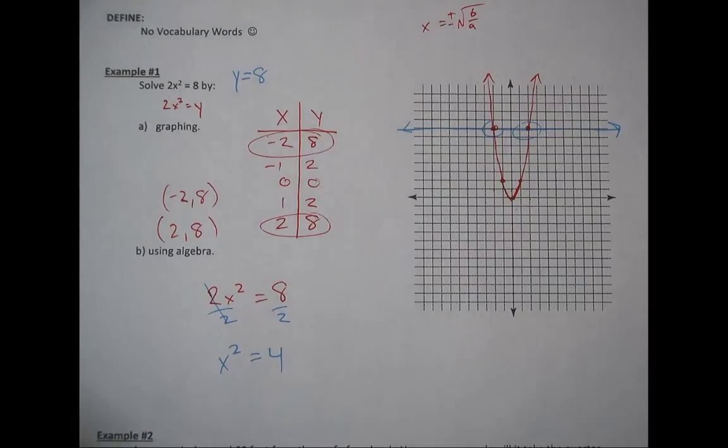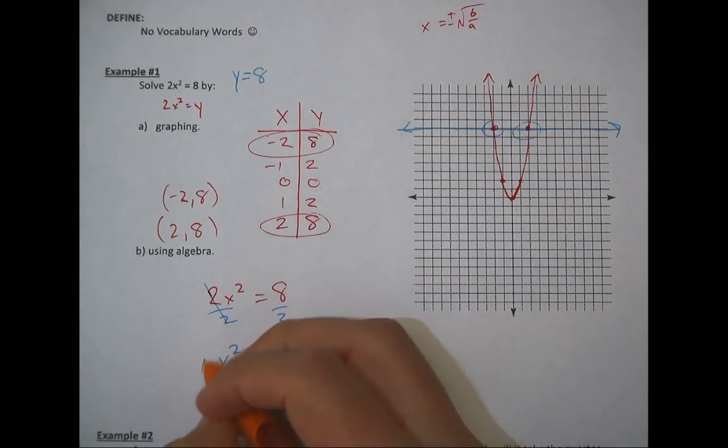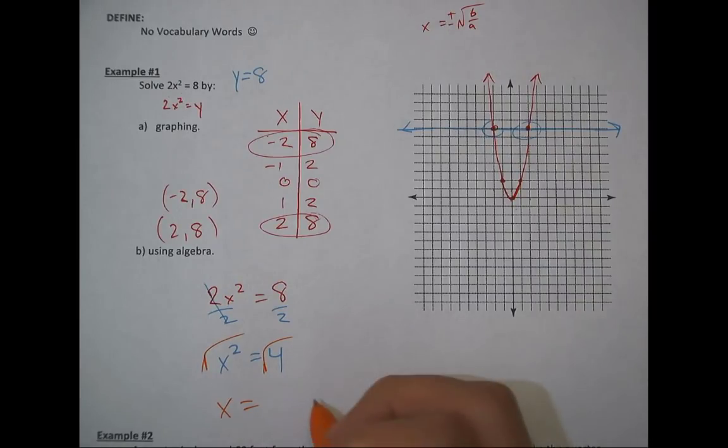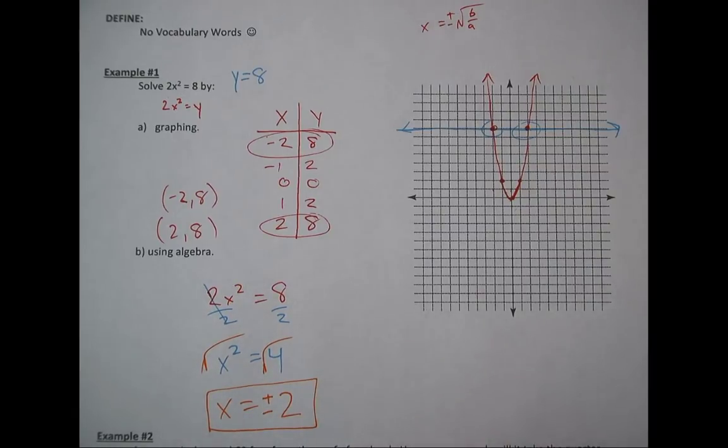To get rid of a square, you take the square root. So now I have x equals the square root of 4. It could be 2, 2 times 2 is 4. But it also could be negative 2, because negative 2 times negative 2 is also 4. And so my answer is positive or negative 2.